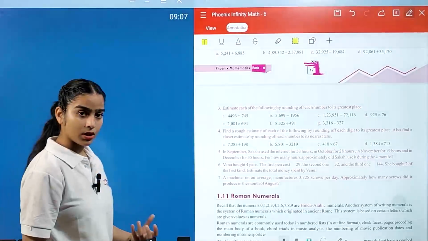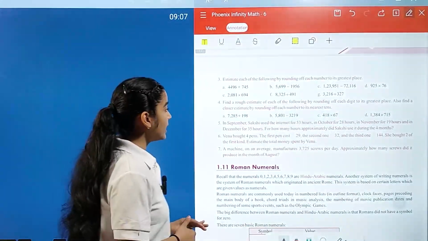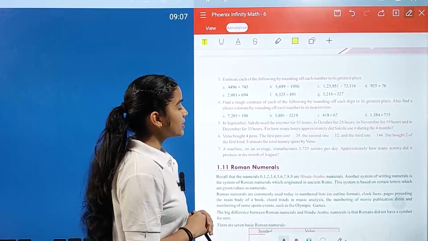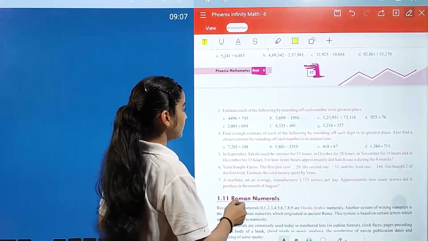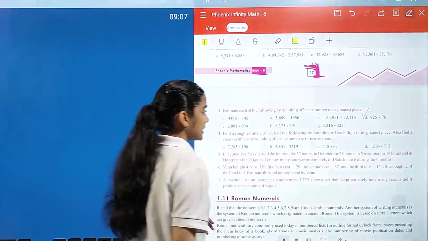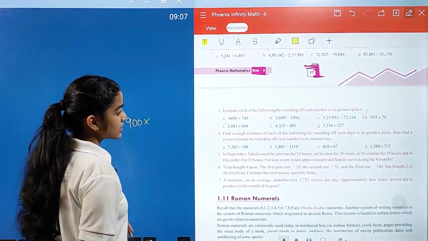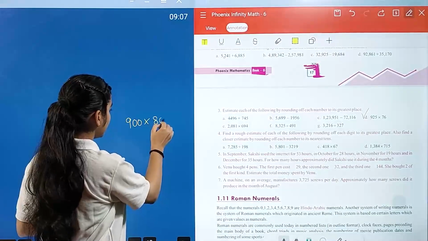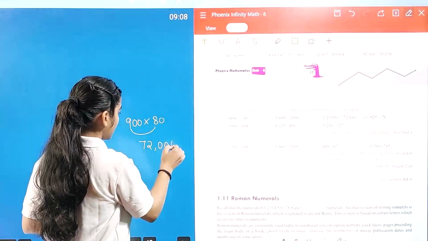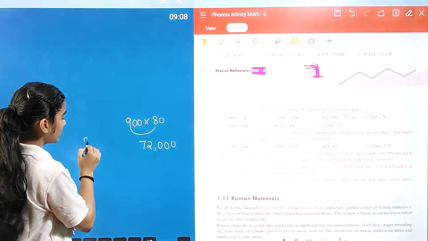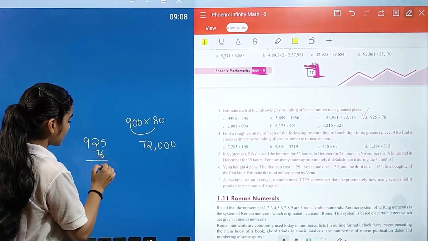So you have to think according to your situation and then you can simply apply these rules. Find a rough estimate of each of the following by rounding off each digit to its greatest place. Let's take one more question where we have to do multiplication. 925 will be shifted to 900. Multiply 76 will be shifted to 80. So 9 8s are 72 and we have 3 zeros. Now we do the actual calculation. 925 multiplied by 76. 6 5s are 30.